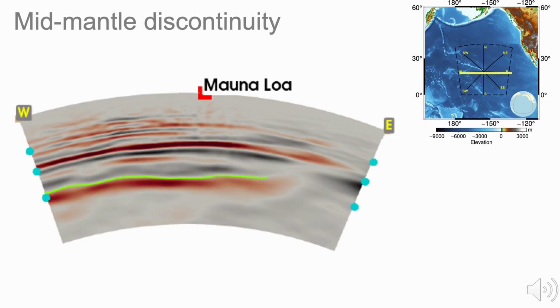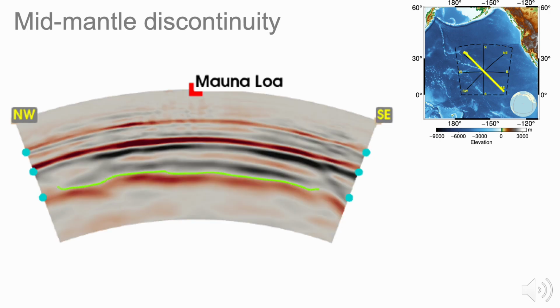To better understand the imaged mid-mantle discontinuity, we will show four vertical sections centered at the Hawaii main island. The first one is the west-east section, and the peaked horizon shown here is marked by the green lines. You may notice that it seems to be a local structure, and we will analyze more.